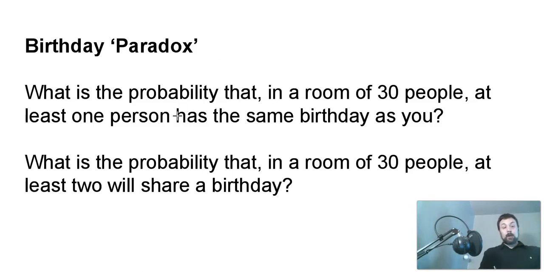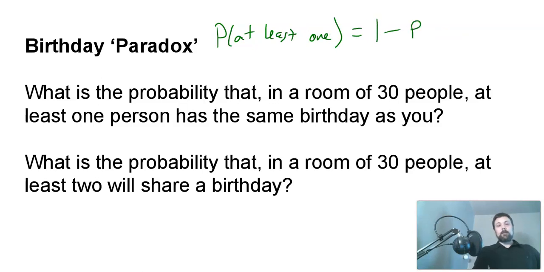So this first question is no different than the alarm clock example. The probability that at least one person in the room has the same birthday that you have is 1 minus the probability that none of the people in that room have the same birthday as you. Because if you're going to do the probability that at least one person has the same birthday as you, you have to calculate the probability that one person has the same birthday, and 2 people have the same birthday as you, and 3 people have the same birthday as you, up to 30.